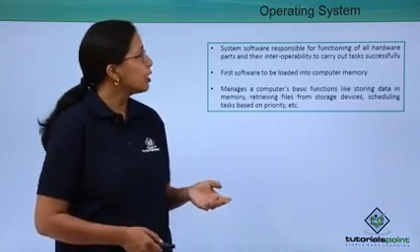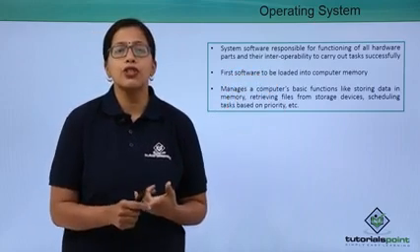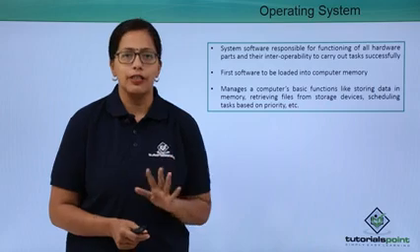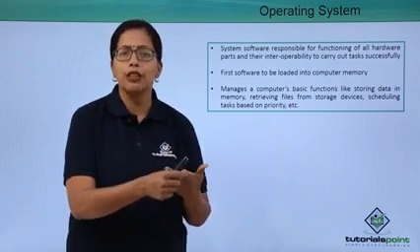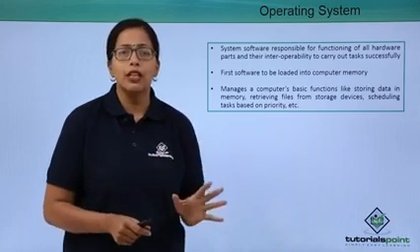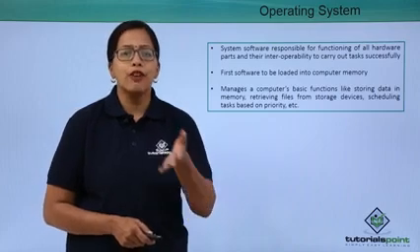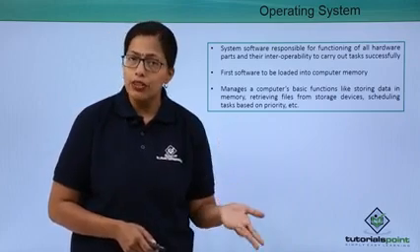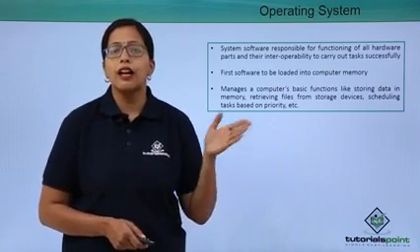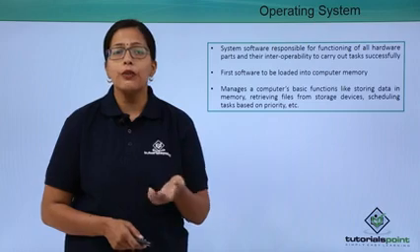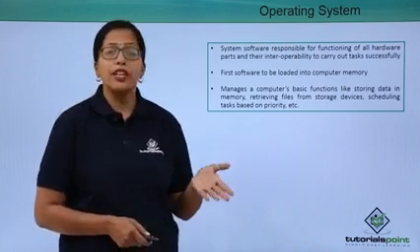Let's see what these softwares do. The operating system is responsible for the functioning of all the different hardware parts. As you know, a computer has a CPU, keyboard, mouse, printer, video, so many hardware parts. The operating system is required so that these hardware parts can function properly and follow our instructions. The operating system is always the first software that is loaded into the system when we switch on our computer. So, the operating system is always very important.